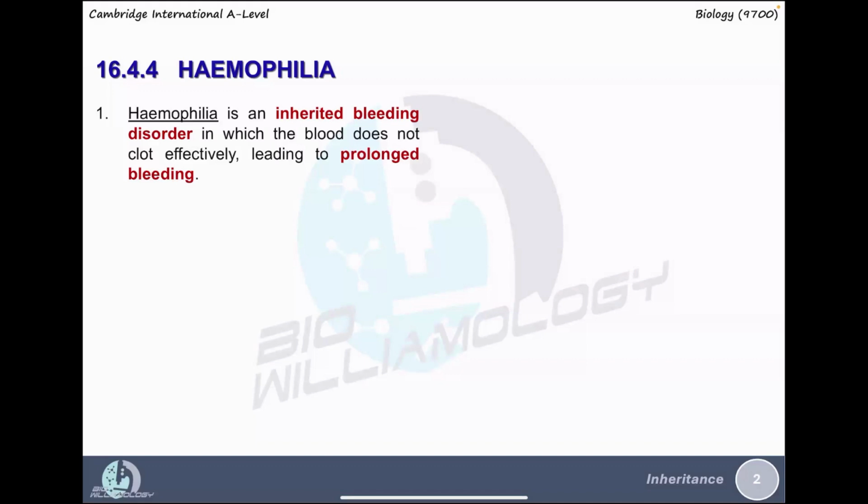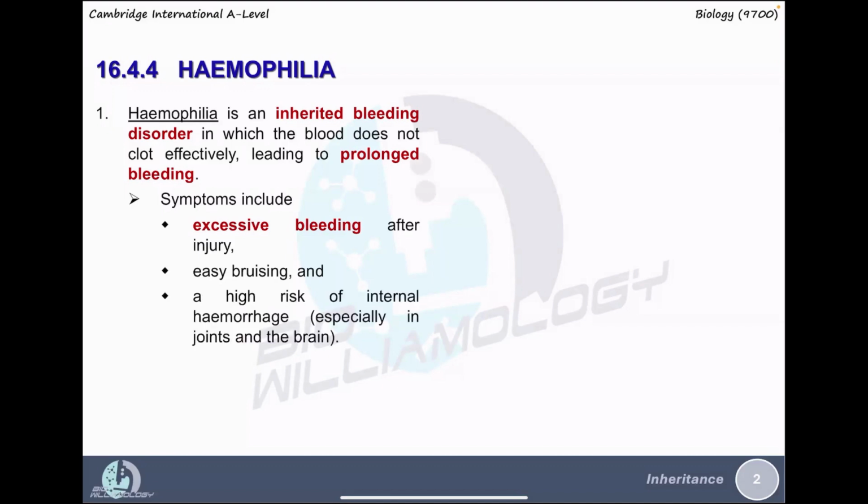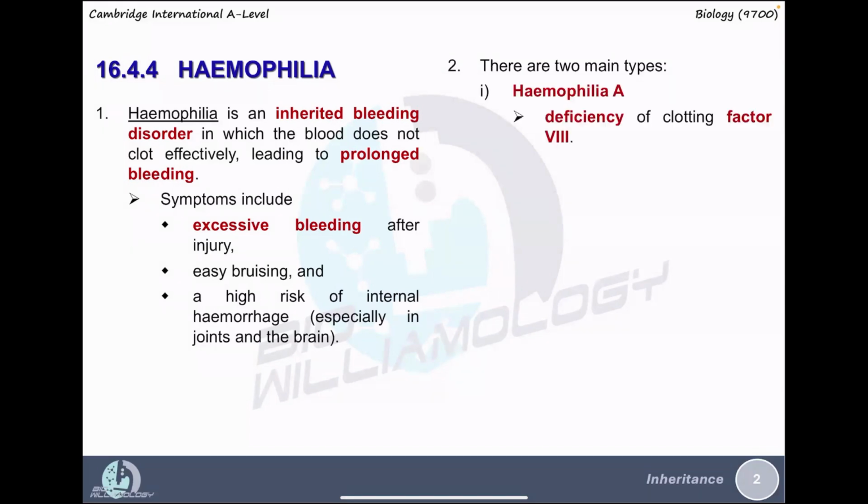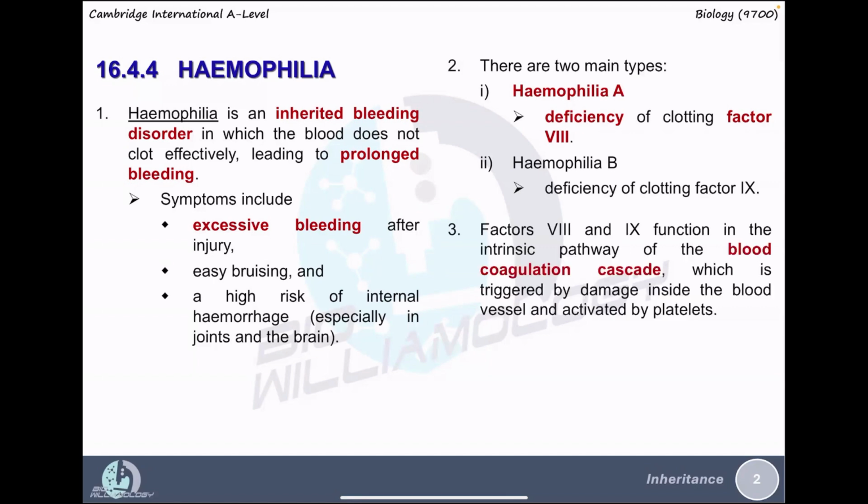Hemophilia is an inherited bleeding disorder in which the blood does not clot effectively, leading to prolonged bleeding. The symptoms include excessive bleeding after injury, easy bruising, and a high risk of internal hemorrhage. There are two main types of hemophilia. Hemophilia A, where there is a deficiency of clotting factor 8, and hemophilia B, when there is a deficiency of clotting factor 9.